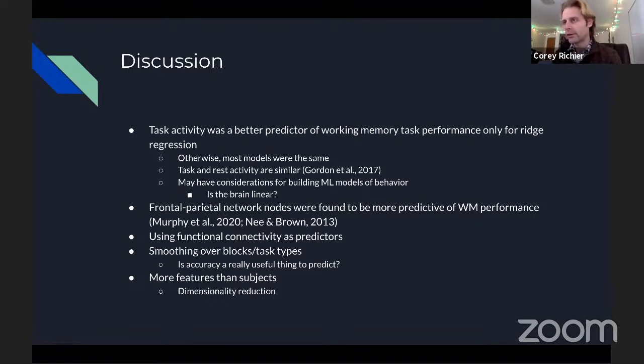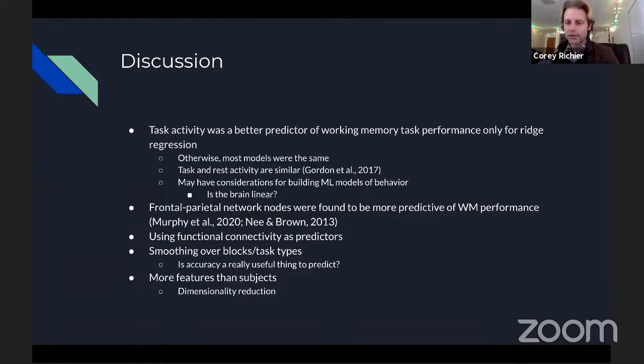In some other analyses that we did, we found that frontal parietal networks are more predictive of working memory performance, which bolsters a lot of the literature. Maybe there are some things that we could expand upon in the future. We used functional connectivity as predictors, so that really compresses a lot of the temporal dynamics. Maybe that's where we lost out on some of our predictive capacity, as well as smoothing over the block types. The working memory task in the Human Connectome Project actually has a lot of subcomponents that we didn't necessarily investigate.